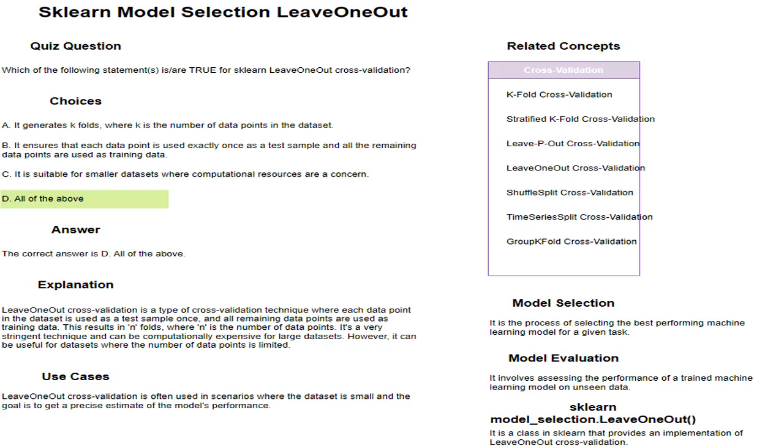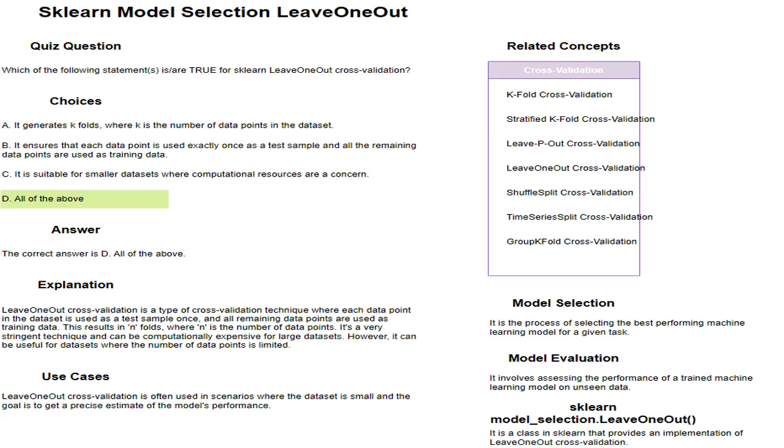Leave P-out cross-validation is a type of cross-validation where P data points are left out of the training set, and the model is trained on the remaining data points. This process is repeated for all possible combinations of P data points.